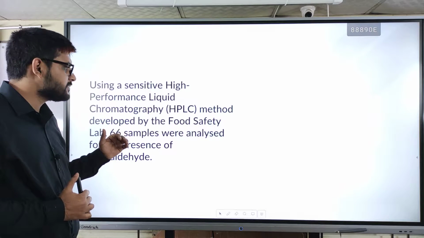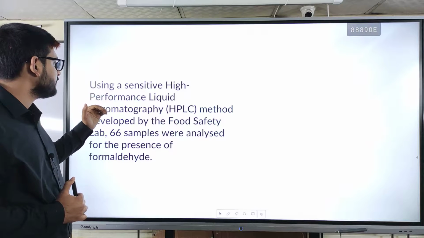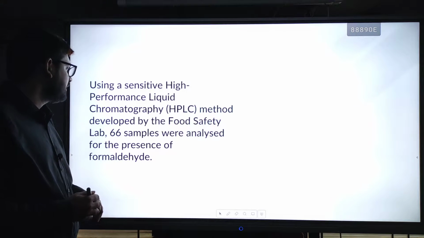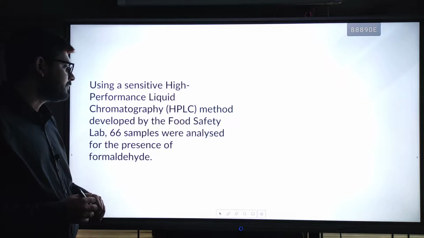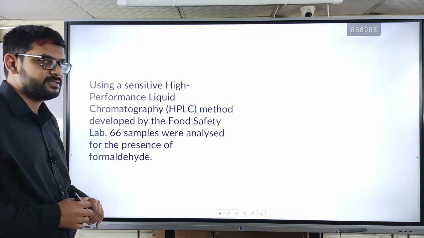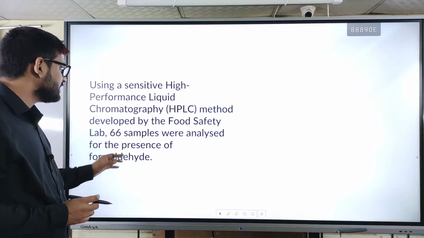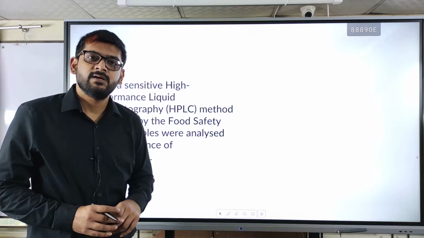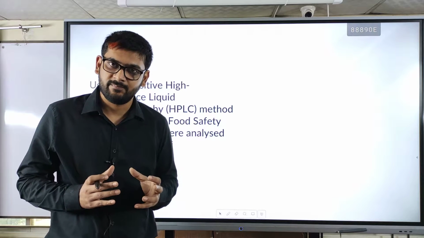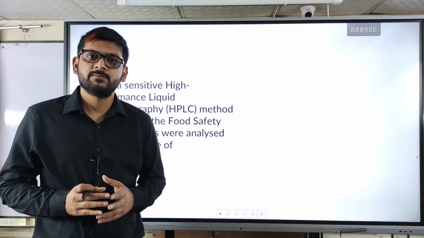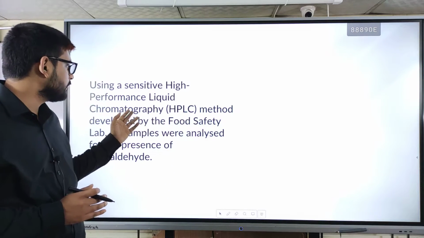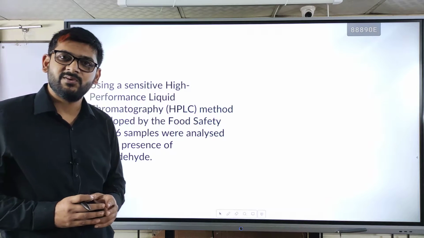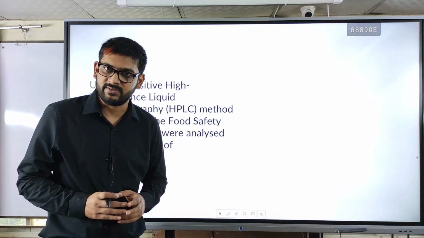After the last class, using a sensitive high performance liquid chromatography method or HPLC developed by the Food Safety Lab, 66 samples were analyzed for the presence of formaldehyde. Actually, what is HPLC? HPLC is a scientific, chemical method to identify different elements in a mixture. There are different kinds of HPLC method: liquid chromatography, gaseous chromatography, paper chromatography. I hope you have gone through these items in your chemistry textbook.